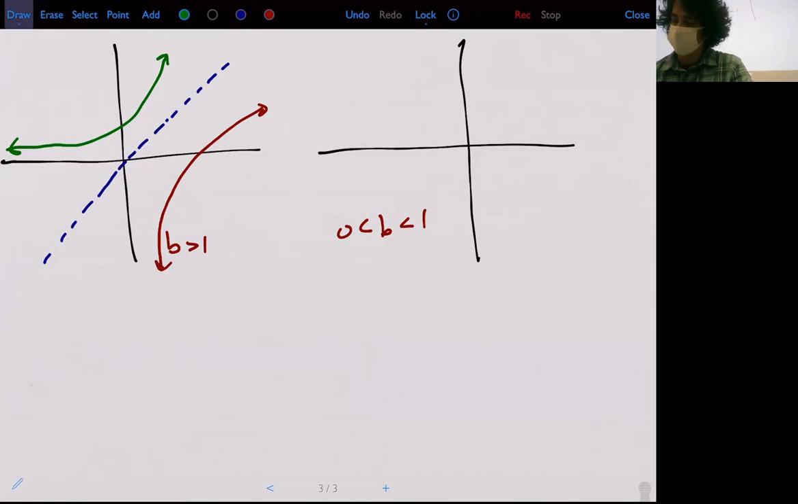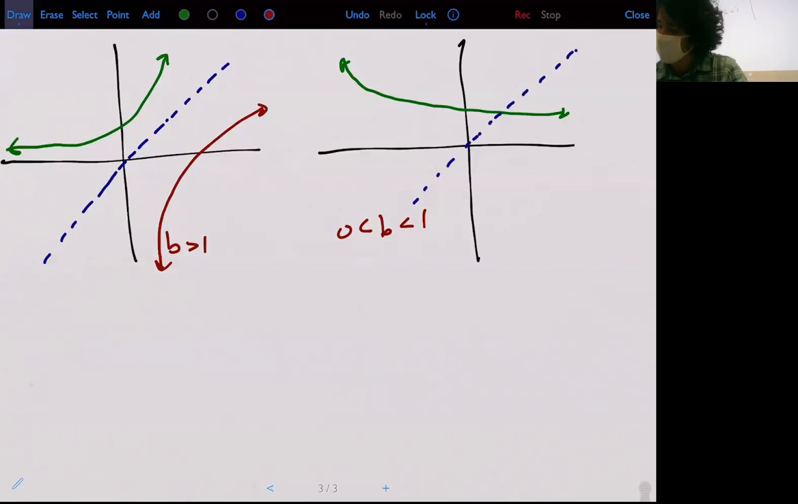Now, when b is between 0 and 1, we have a decreasing exponential. And again, to obtain the inverse function, we're going to go ahead and flip our graph across the line y is equal to x, and we'll get a decreasing logarithm. So it's going to look something like this.